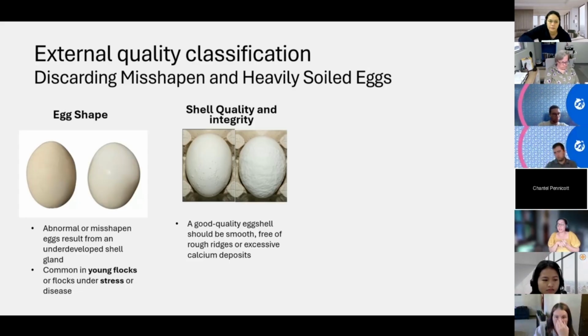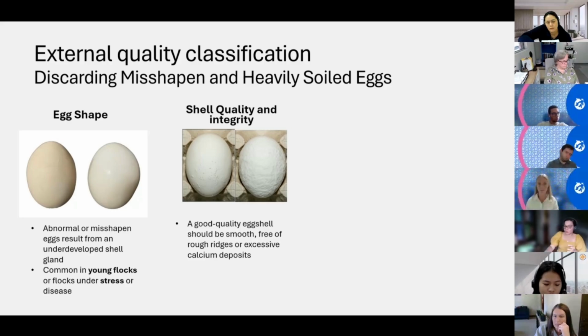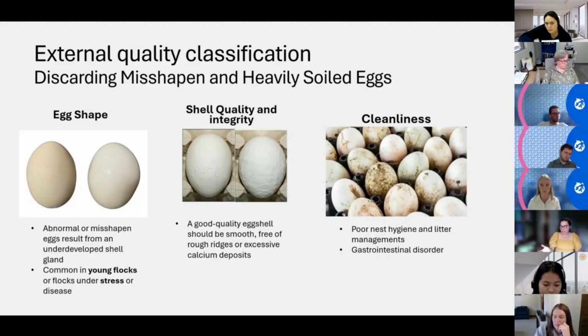The other thing is shell quality integrity. That's something that we can easily observe, and this kind of egg should not be getting into my setter machine because it will interfere with the water exchanges and water evaporation. Also, it represents that there is a problem in your flock with the calcium deposition.